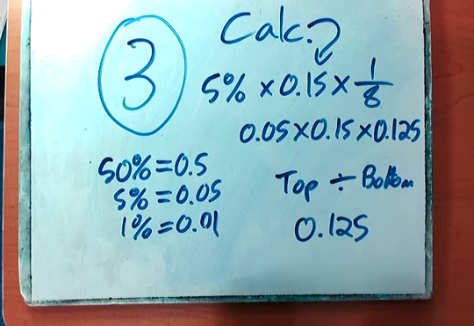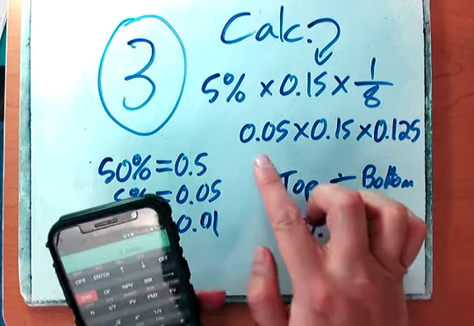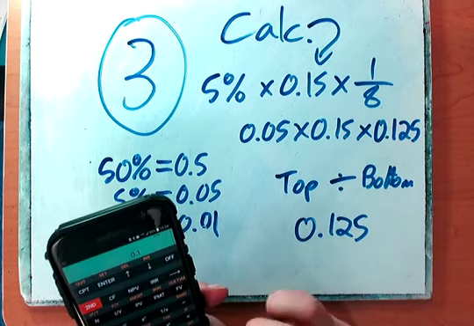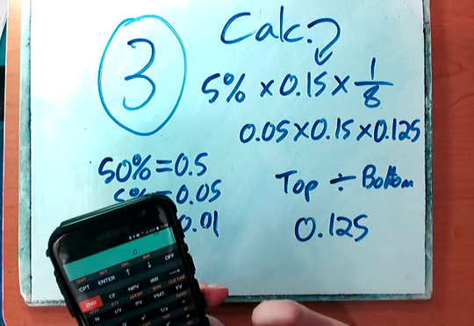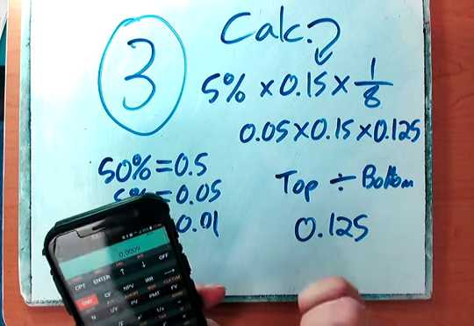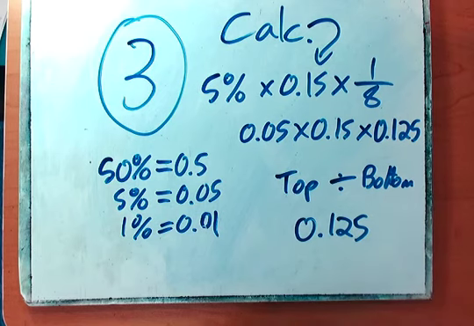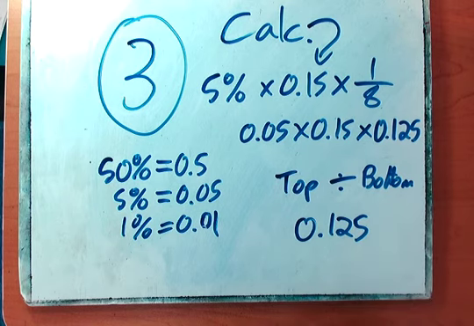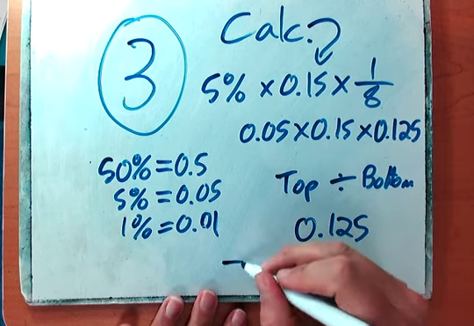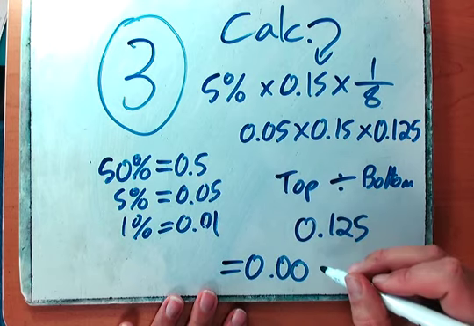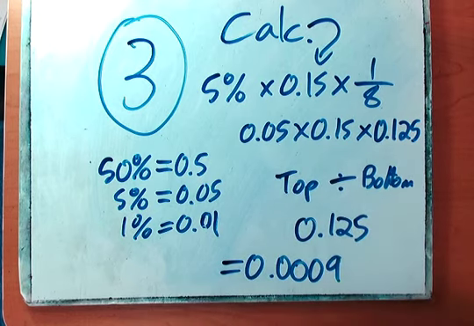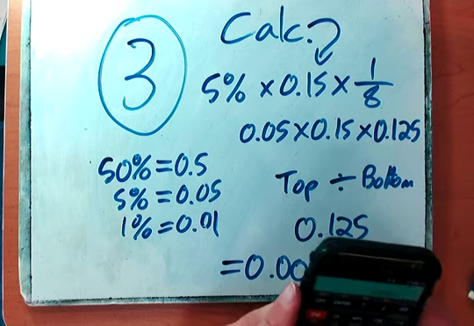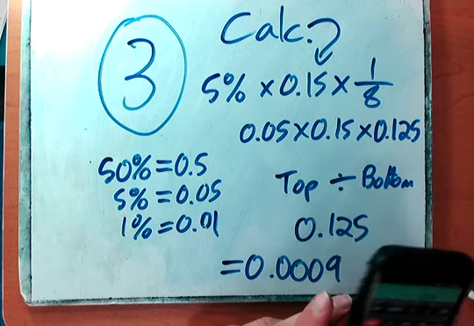So now, to solve this, I just go and calculate these. 0.05 times 0.15 times 0.125 equals 0.009, and actually my calculator is rounding there. So the answer here is 0.0009, but I just need to get the rest of the decimals there.